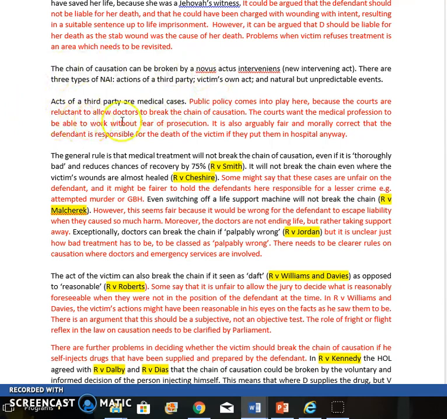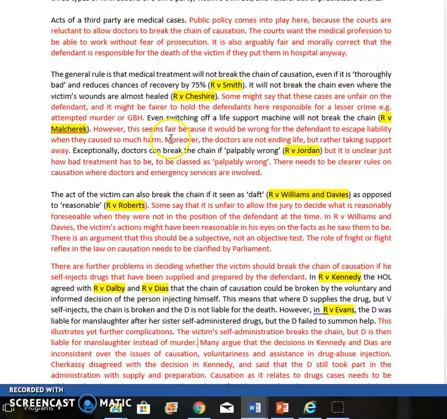And I'm going to start off with my third-party cases. And straight away I've made the point that public policy comes into play here because the courts are reluctant to allow doctors to break the chain of causation. We don't want doctors to be worried about being prosecuted, and we also want to make sure that the defendant who has done something awful, such as a stabbing or a shooting perhaps, is responsible for their crimes. So I've given what the general rule is. You'll notice that I'm using very important points from the case.